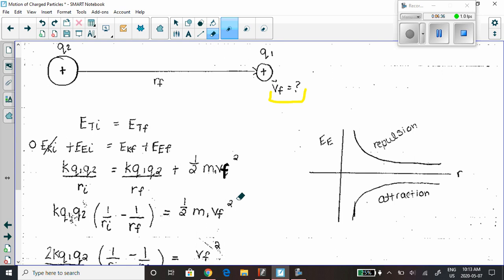Now, a couple of things to remember about electric potential energy. Electric potential energy is dependent on how far the charged particles are from each other, and it comes in two forms. One where there's attraction and the electric potential energy would be negative, and one where there's repulsion and the electric potential energy would always be a positive quantity. In this particular situation, it's repulsion. So electric potential energy would be positive. Let's continue.